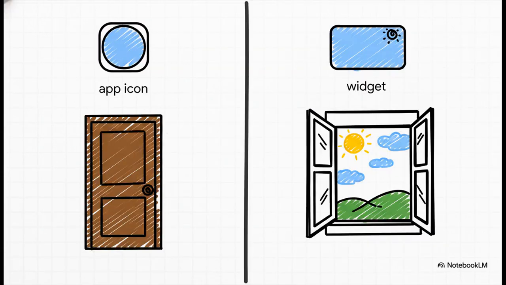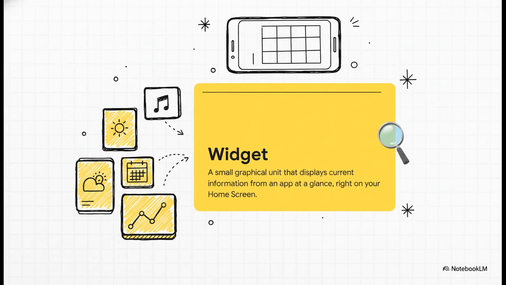Okay, here's the best way to think about it. An app icon is like a door. You have to tap it, wait for it to open, and then go inside to get whatever you need. A widget, though? A widget is more like a live window. You can just glance at it and get the information you need instantly without ever having to leave your home screen.